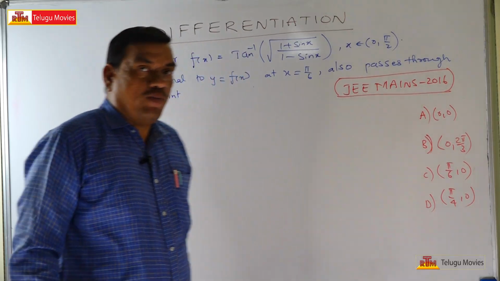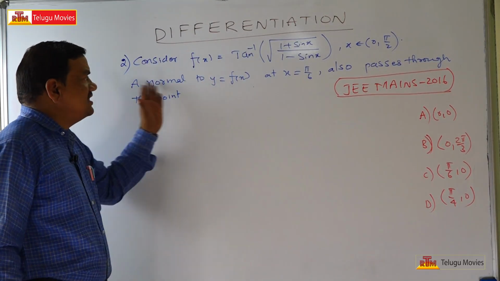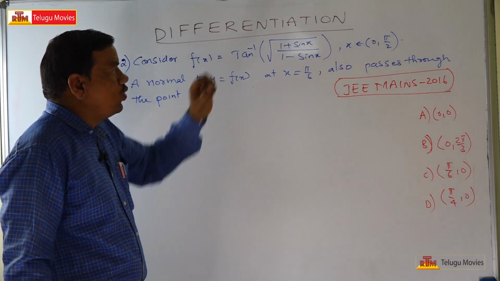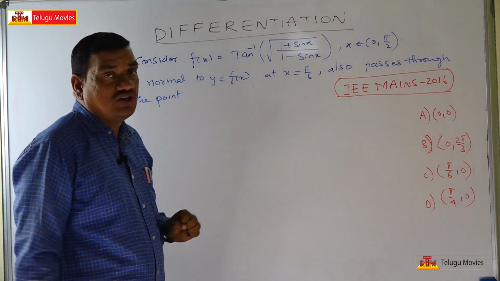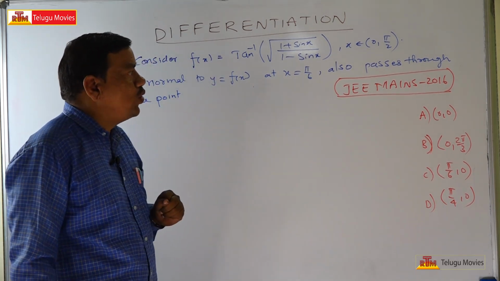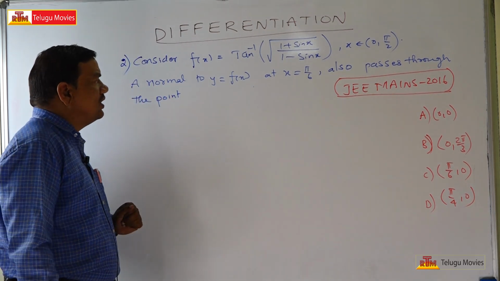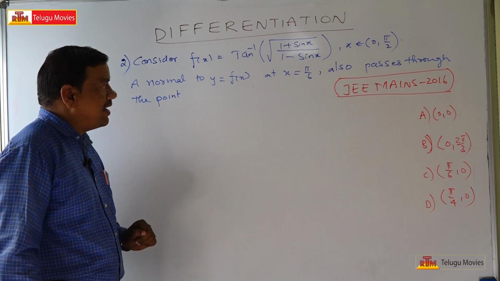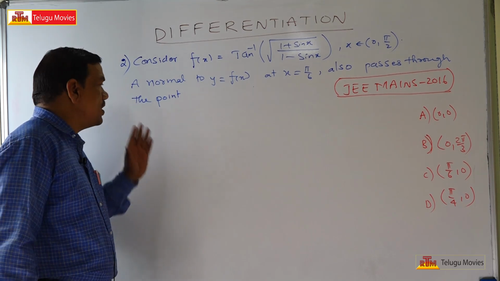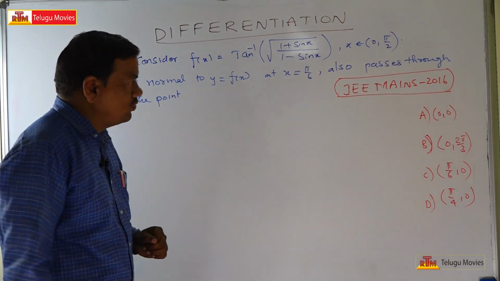Welcome to the next problem. The next problem is, consider f of x is equal to 1, a function is given, x belongs to 0 to pi by 2, open bracket. A normal to y is equal to f of x at x is equal to pi by 6 also passes through the point.